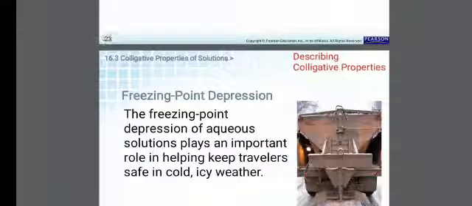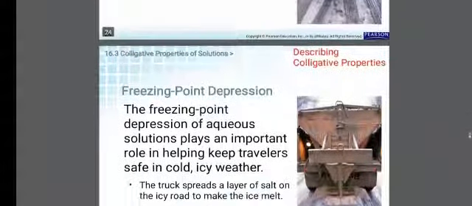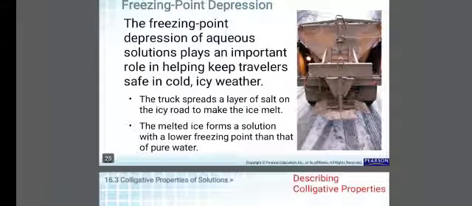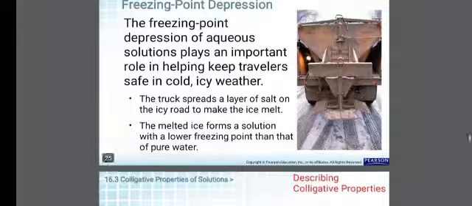Freezing point depression of aqueous solution plays an important role in keeping travelers safe in cold, icy weather. The truck spreads a layer of salt on the icy road to make the ice melt. The melted ice forms a solution with a lower freezing point than that of pure water. This is shown in the diagram.